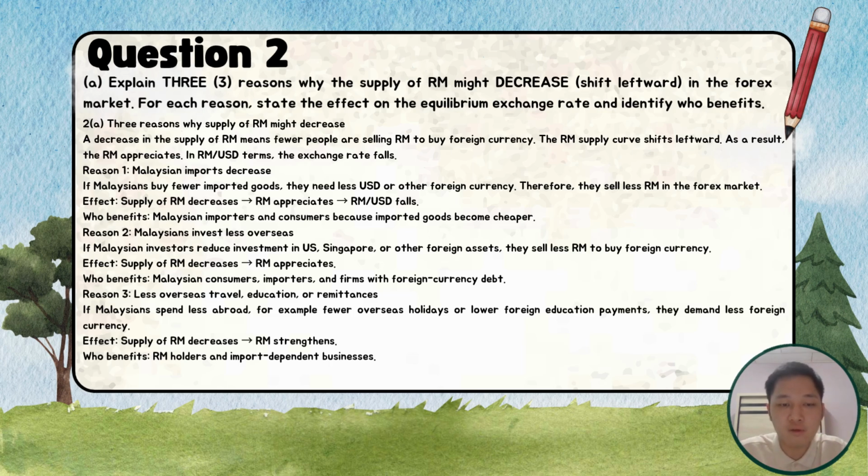Third, the supply of ringgit may decrease when Malaysians spend less abroad, such as on overseas travel, education, or remittance. Since they need less foreign currency, they sell less ringgit. This also strengthens the ringgit. Therefore, in all three cases, the ringgit supply curve shifts leftward and the ringgit appreciates.